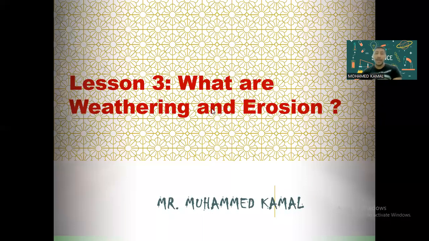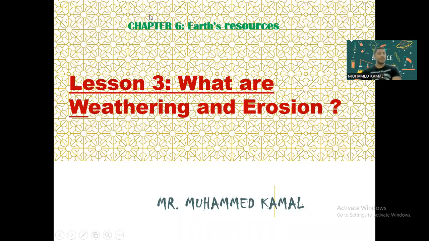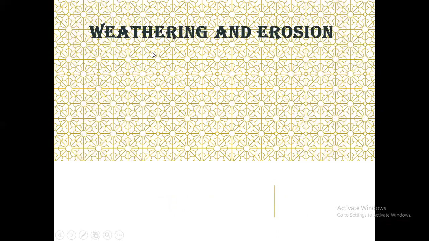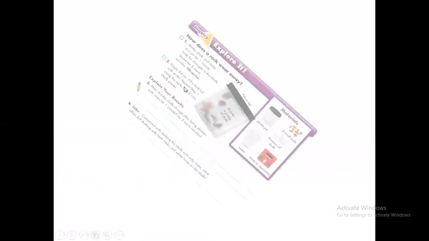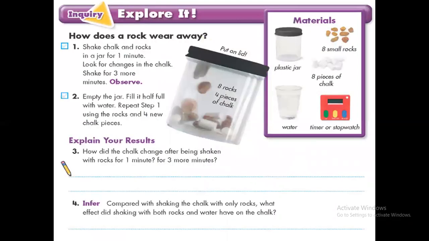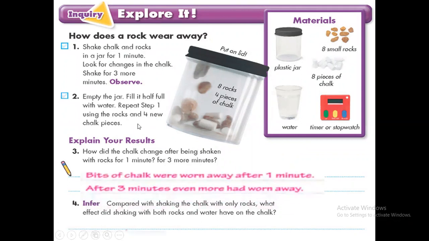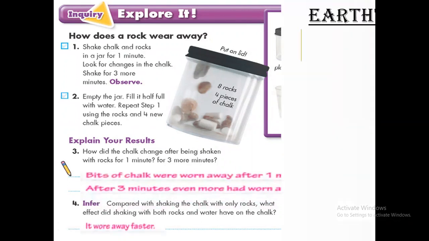Today, guys, we're going to start with lesson 3, chapter 6, Earth's resources, and the third lesson: what are weathering and erosion. Today, I will tell you about weathering, erosion, and deposition. These three processes make different land features on our planet. You can make this experiment at your home. You can take a screenshot of it and try it yourself at home.